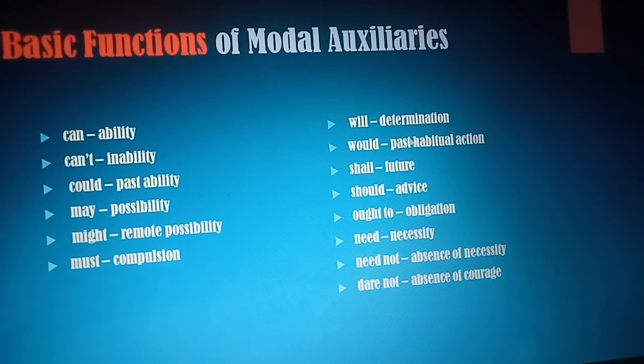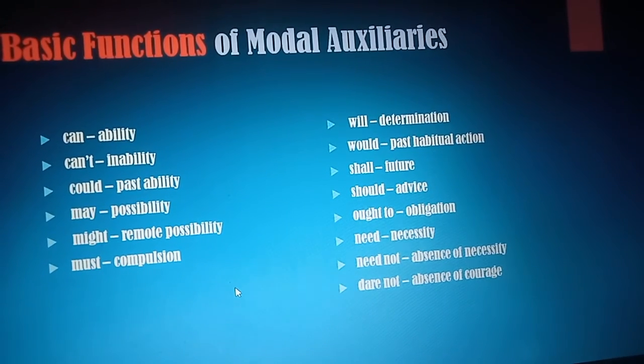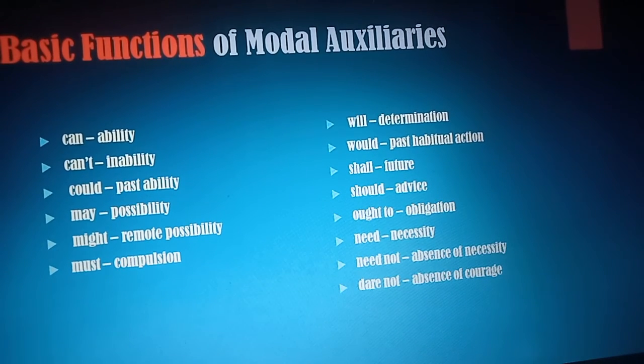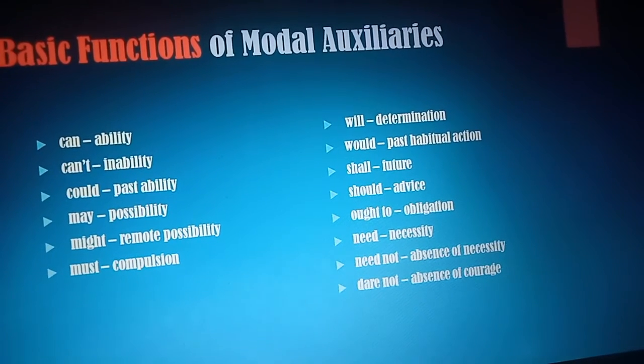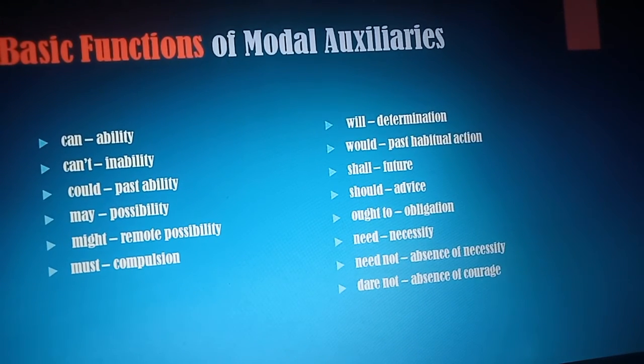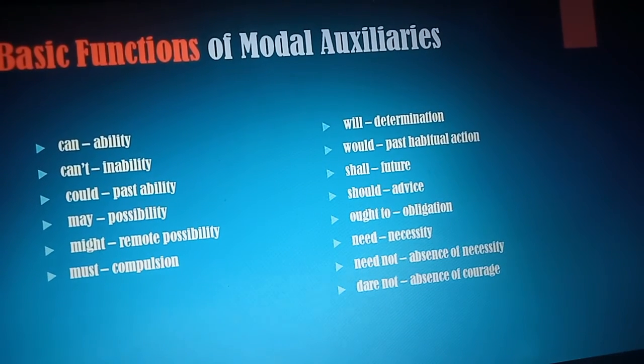So see the basic functions of modal auxiliaries. Can denotes ability, can't denotes inability, could denotes past ability, may denotes possibility, might denotes remote possibility, must denotes compulsion, then will denotes determination, would denotes past habitual action, shall denotes future, should denotes advice, ought to denotes obligation, need denotes necessity, need not denotes absence of necessity, and dare not denotes absence of courage. I think you have already studied these modal auxiliary verbs in 12th standard in the English subject.